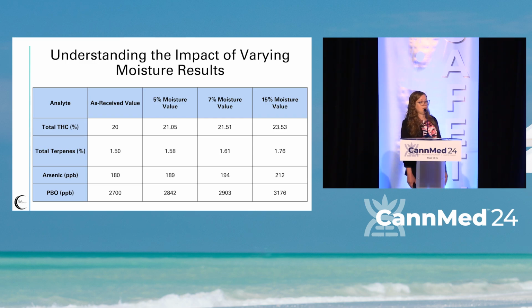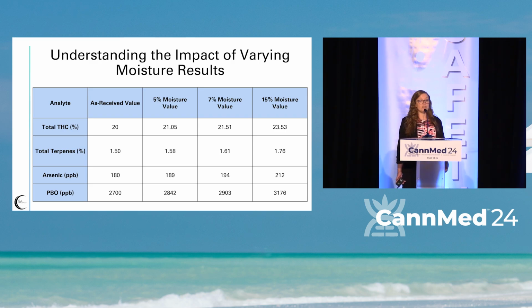We see the same thing happening with terpenes, where an as received terpene value may be 1.5%, and by the time you dry weight correct that to 15%, you're now seeing 1.76%. We also have some contaminants listed here, and contaminants are the double-edged sword of moisture corrections. If we're looking at arsenic, in Florida the regulatory limit is 200 ppb. In this sample, a lab received an as received value of 180 ppb. When they dry weight correct that to 15% moisture, that value is now 212. So now a producer is failing.